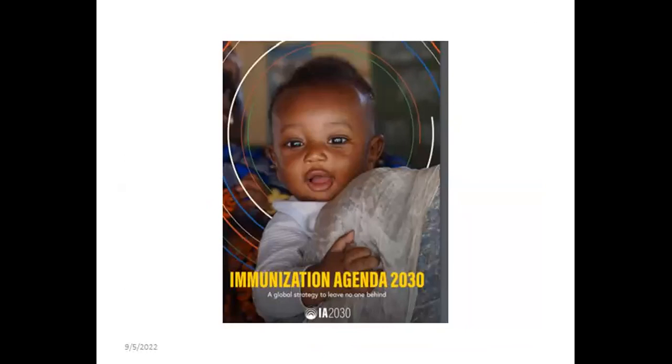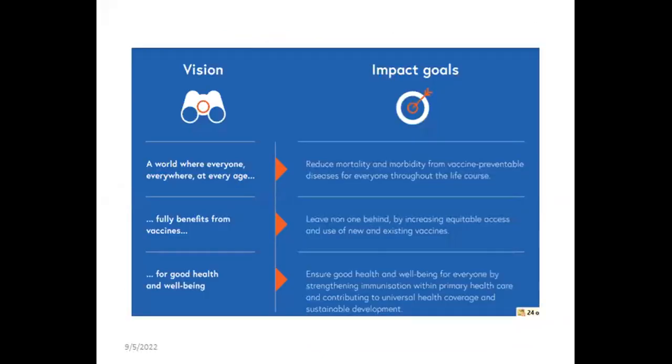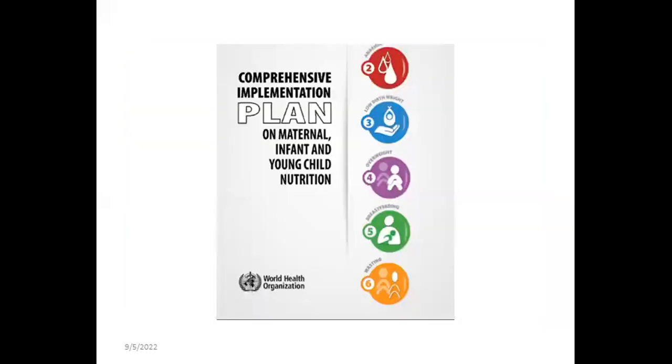There is also the Immunization Agenda 2030, a global strategy developed by WHO to leave no one behind. The vision of this strategy is a world where everyone, everywhere, at every age, fully benefits from vaccines for good health and well-being. Its impact goals include reducing mortality and morbidity from vaccine-preventable diseases, leaving no one behind by increasing equitable access and use of new and existing vaccines, and ensuring good health and well-being for everyone by strengthening immunization within primary health care and contributing to universal health coverage.